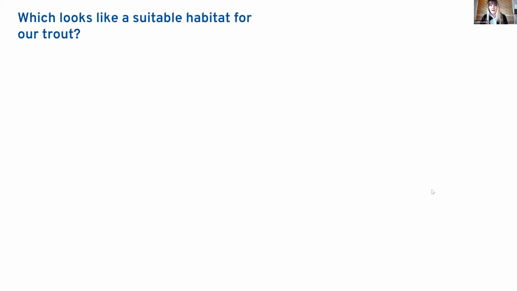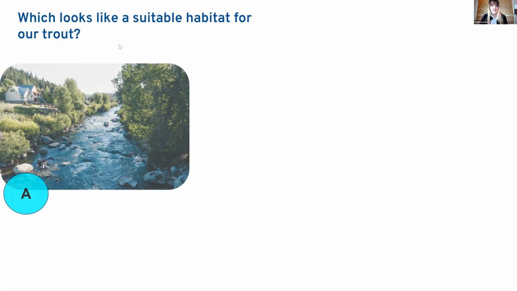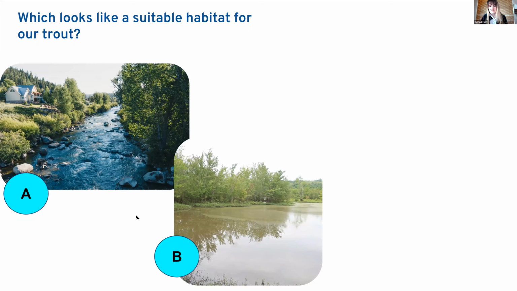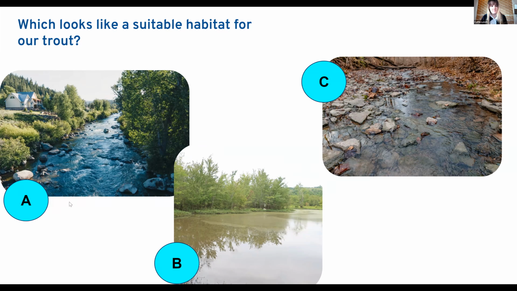There's a couple of habitats up here too, and I want you to figure out which one would be suitable for our trout. I'll open up the chat again if anyone wants to contribute. So we've got A, this is one of our habitat options, and then B, and then C. Which one might be the best for our trout? Anyone want to guess?